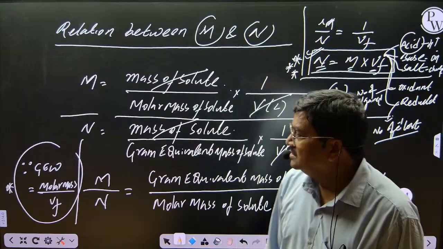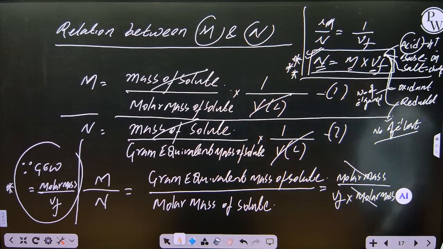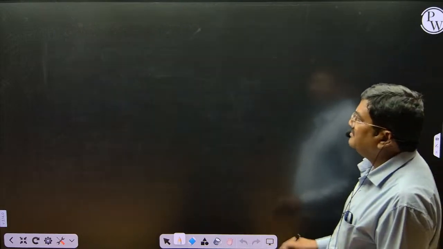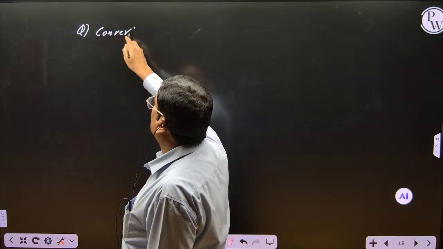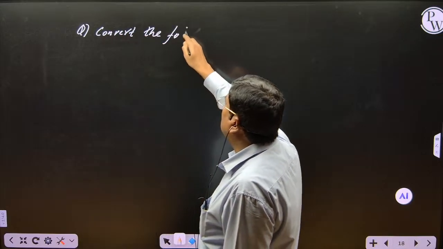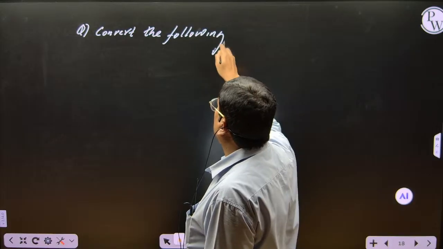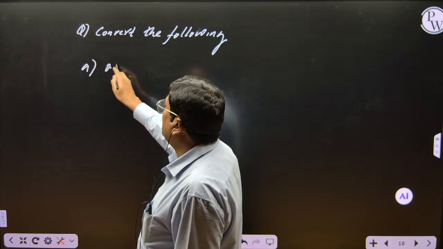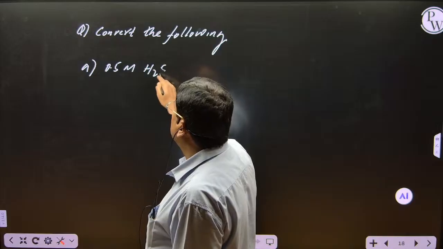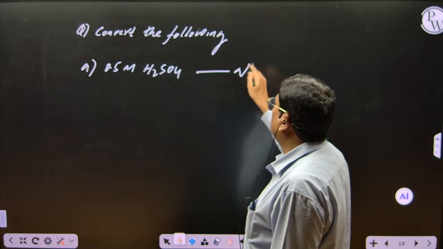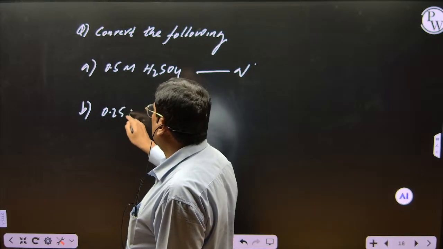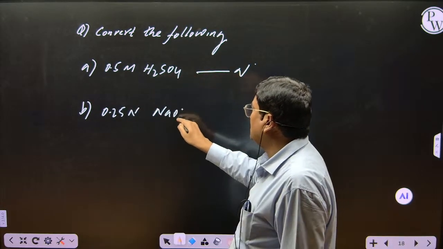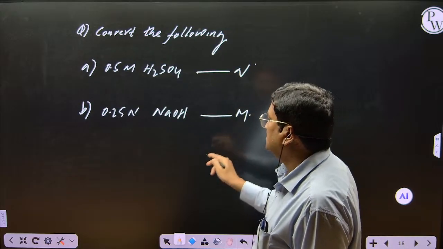Write one question. Convert the following. In that, write A. 0.5 molar sulfuric acid will be how many normal? B. 0.25 normal caustic soda will be how many molar?